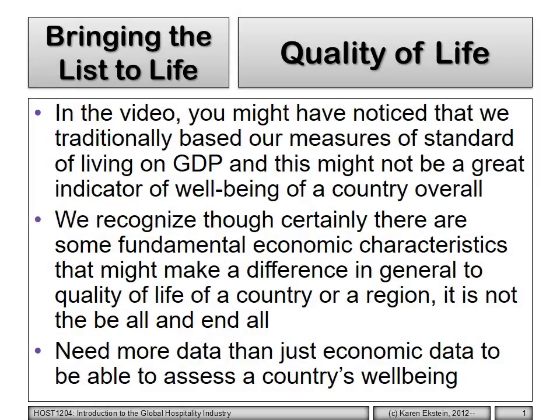So in the video, you might have noticed that we traditionally based measures of standard of living on GDP exclusively. We understand now that this may not be a great indicator of well-being of a country overall, or of a region, or of an environment. When we refer to more than GDP, we're also looking at the factors that support people within an environment. Are people educated? Do they have access to medical services? Can they read? We recognize in Western society also that in spite of higher standards of living than elsewhere in the world, many people do not feel that they have a great quality of life.